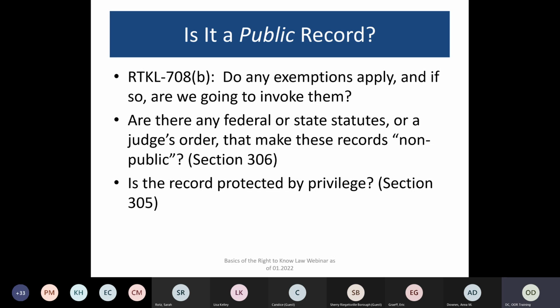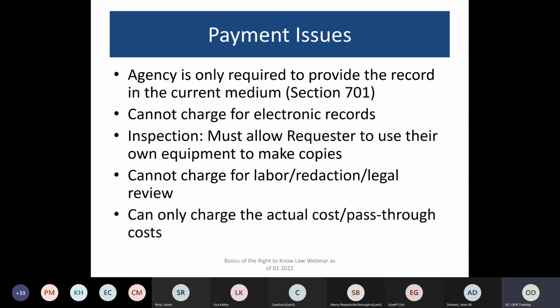Okay, so if it is protected by privilege, then again, you don't make it through that third hoop and it's off the course, okay? The request is denied. However, if it isn't protected by privilege, then you come to that second hurdle, and basically you're saying it is a public record. So we're granting the request because we're saying it's a public record. Well, then you have to look at, is there any money involved here? Does this person owe us money for us providing them records? And there's a couple things to keep in mind. Here's an important one. The agency is only required to provide the record in its current medium.